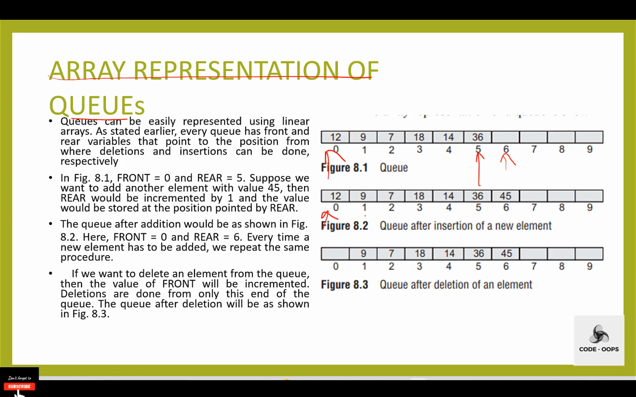Now front is equal to 0 and rear is equal to 6. Now if we want to delete an element from the queue, then the value of front will be incremented. Deletion is done only from the front end. If we want to delete the element 12, 12 is at index 0. Then front is equal to front plus 1. Now front becomes 1 and rear is 6.